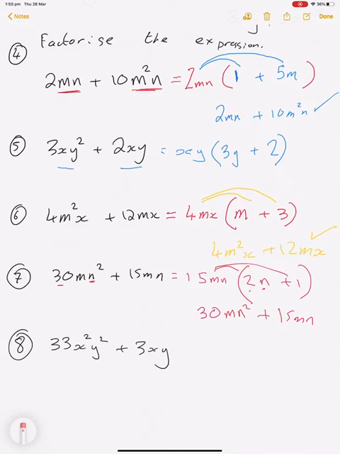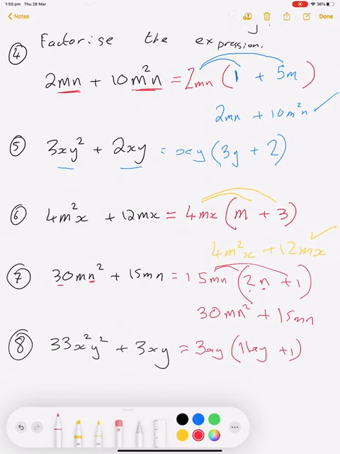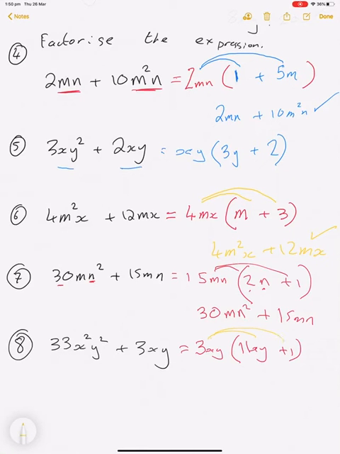Okay, so the highest common factor is 3xy rather, and here we have 11xy plus 1. And we can multiply out to see if we have the right answer. So we've got 33x squared y squared plus 3xy.